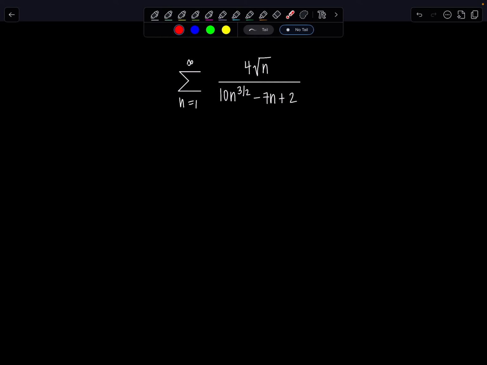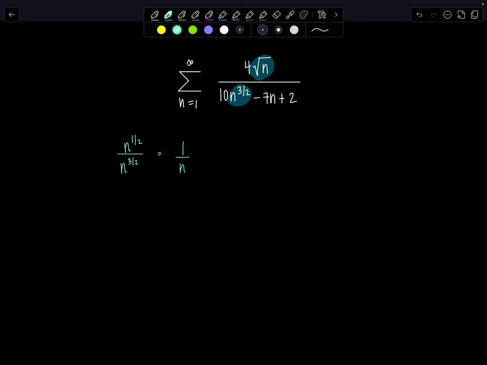Now, with limit comparison, how do we know what to compare it to? Well, you look at the highest degree of n in the numerator, and you look at the highest degree of n in the denominator. So up top, we've got square root of n, that's n to the 1/2. And in the denominator, we've got n to the 3/2. Simplify. That'll give us 1 over n.